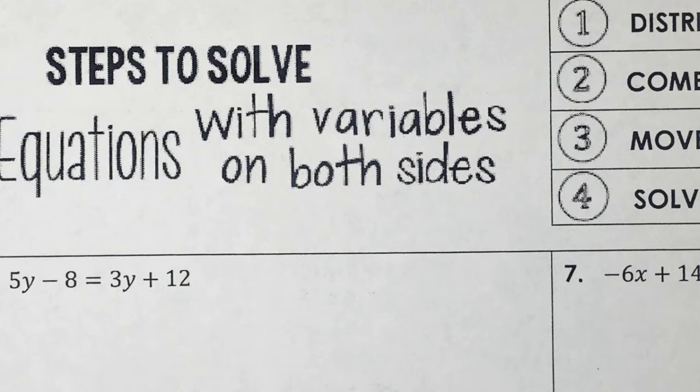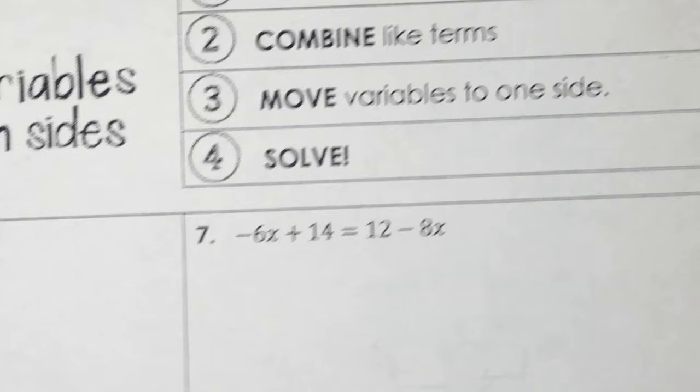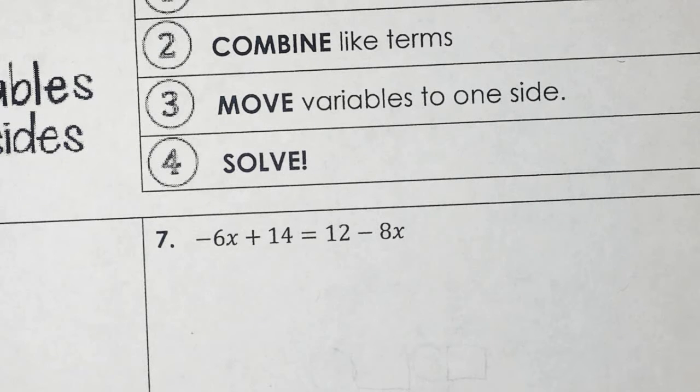On the back, we're talking about steps to solve equations with variables on both sides. So, you got variables on both sides. You want to distribute if necessary. Combine like terms on either side of the equation. And then after that, move the variable to one side of the equation and then solve.